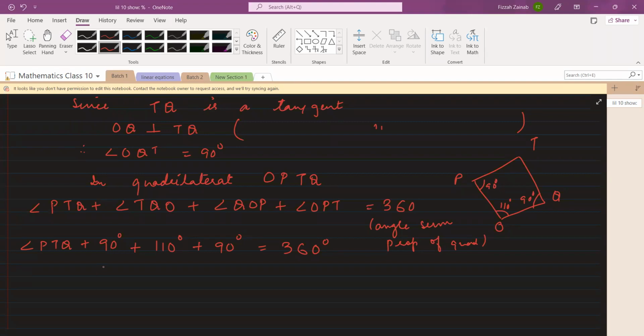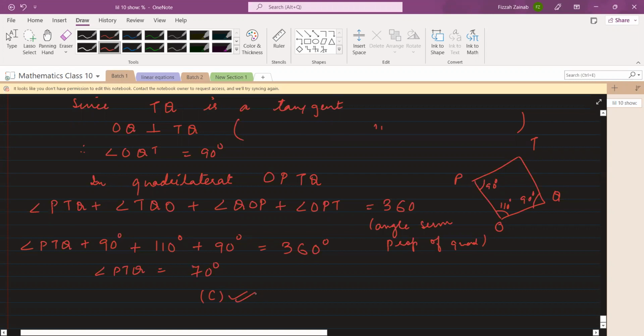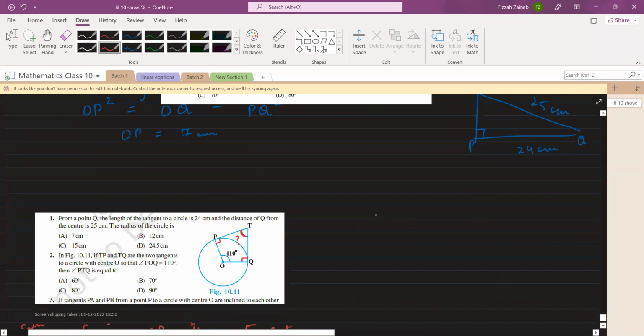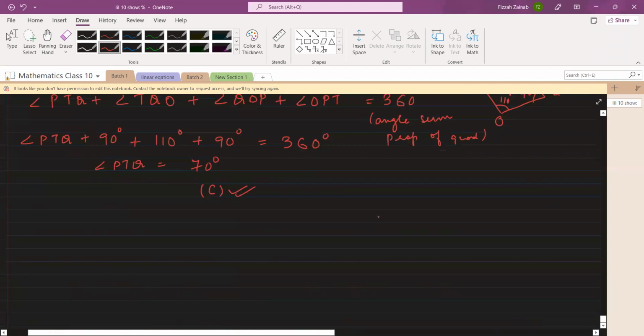Yes, Abdullah, how much is PTQ? Subhana? 70 degree. Okay, 70 degree, right? So in the question, which option is correct? Option C is correct. No, sorry, the second question. It was B in the question, not C. So option B is the right answer.